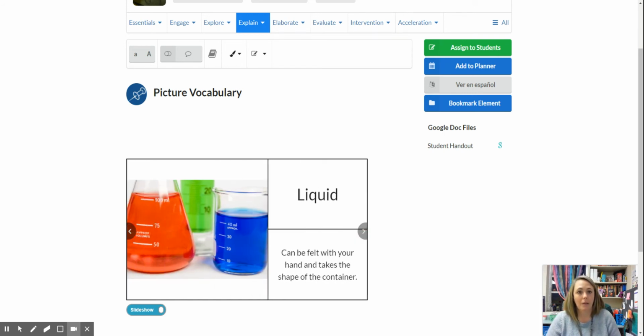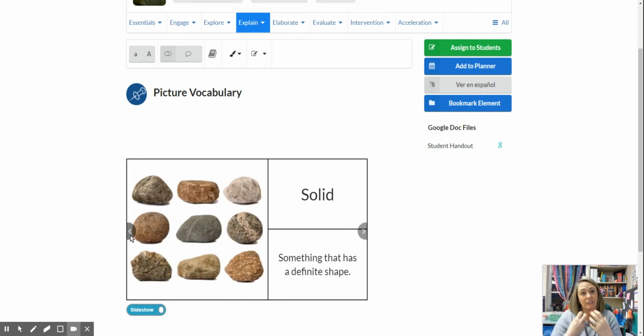A solid is something you can see, you can touch, you can feel. Some things you can smell, okay? Those are all things that have definite shape. And then we could say, of course, it doesn't have a definite shape if you break it somehow, but we're not going to get into that. All right, so if you have any questions, let me know.